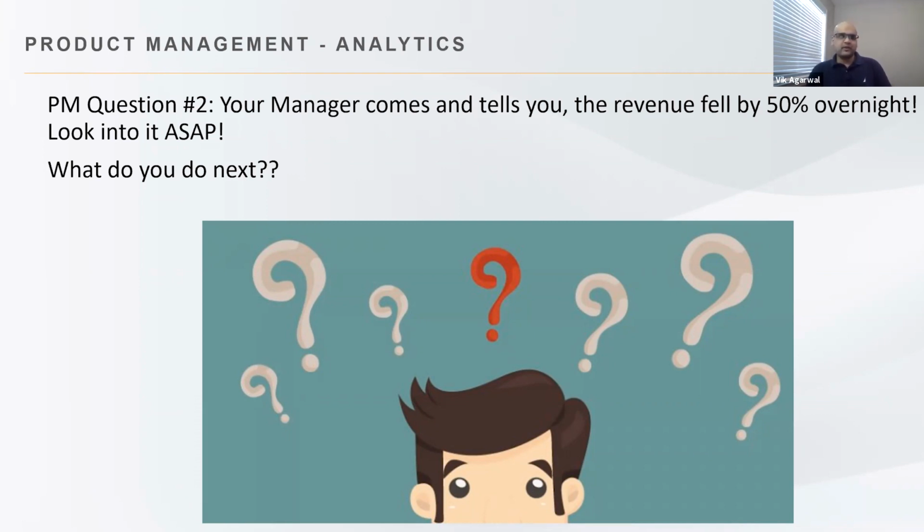So the question is, you come in on Monday morning and your manager says, oh no, the revenue fell by 50% last night. Look into it ASAP. It's a 50% revenue drop. What do you do next? Right? You're kind of stumped. You're like, whoa, revenue fell half. I need to work on this right now. So where do you start?